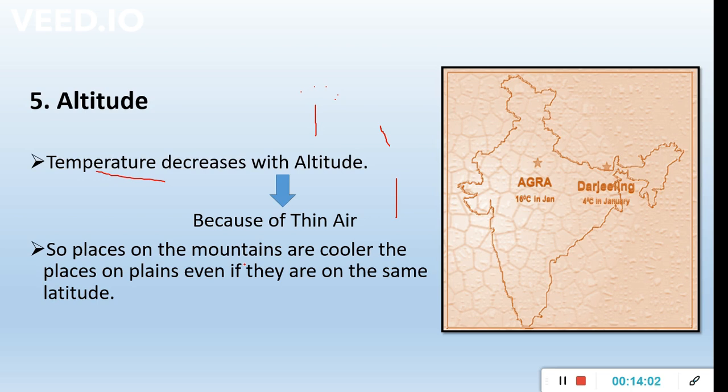And that's the reason the places on the mountains are cooler than the places on plains, even if they are on the same latitude. For example, आगरा एंड दार्जिलिंग, ये दोनों सेम ही लैटिट्यूड पे हैं. ओके, बट आपको पता है दार्जिलिंग ठंडी जगह है ना, क्योंकि दार्जिलिंग की हाइट आगरा से ज्यादा है. ऑलरेडी 4 डिग्री सेल्सियस होता है, तो आगरा में 16 डिग्री सेल्सियस होता है.